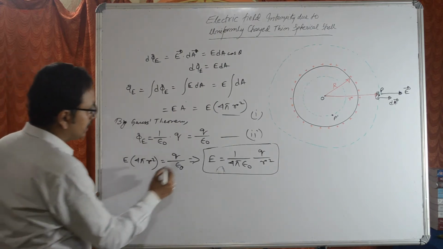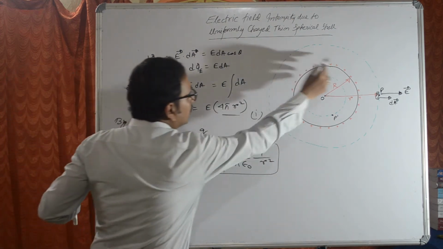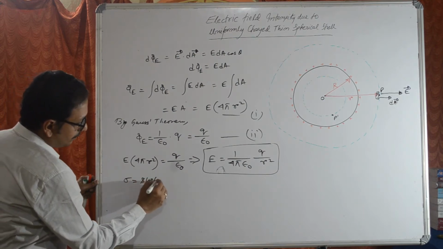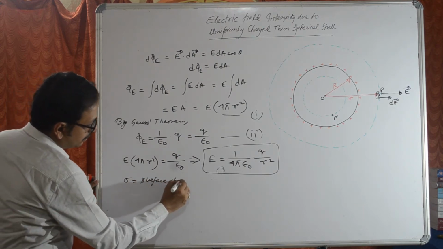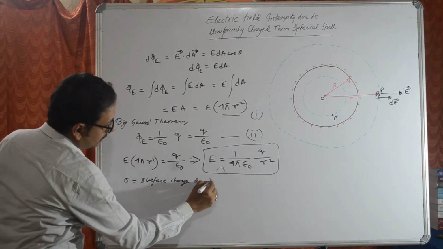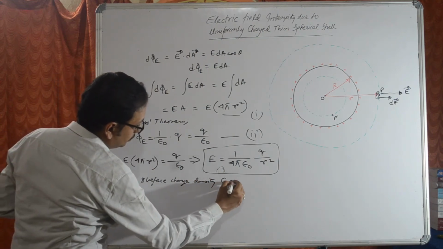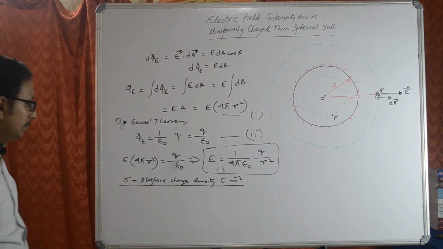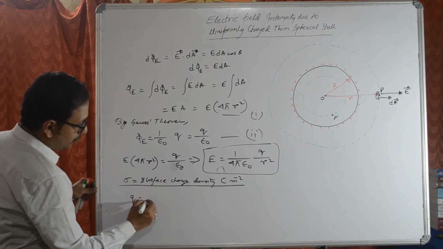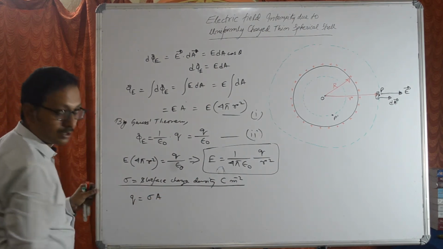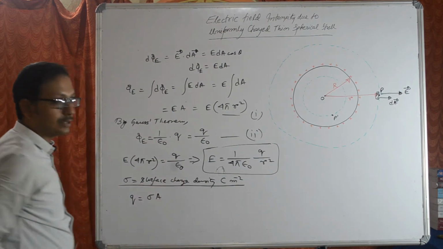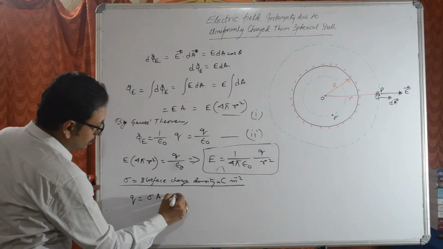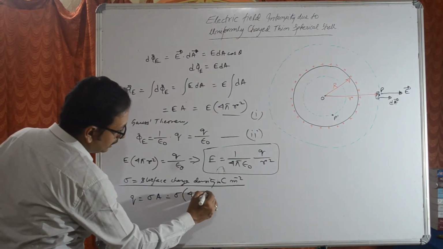If you now consider, say let us consider this one as surface charge density, as say sigma, the surface charge density. That means this much of coulomb per meter square. If I consider this one, then Q will be how much? Sigma into A, total surface area. Sigma is the surface charge density, that means this much coulomb per meter square. So this is sigma, total surface area is 4 pi r square.